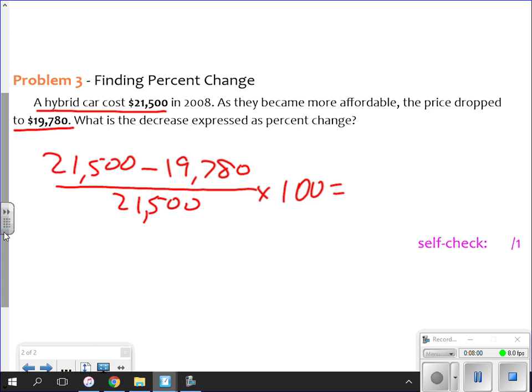Doing it on your calculator? 8%. 8% price drop, not too bad. Remember, if you just divide those 2 numbers, you're going to get a decimal. And then we said to change the decimal to a percent and move the decimal 2 places to the right. That's the same as multiplying by 100. We're just doing it all in the calculator to get it all done. Any questions? Piece of cake.